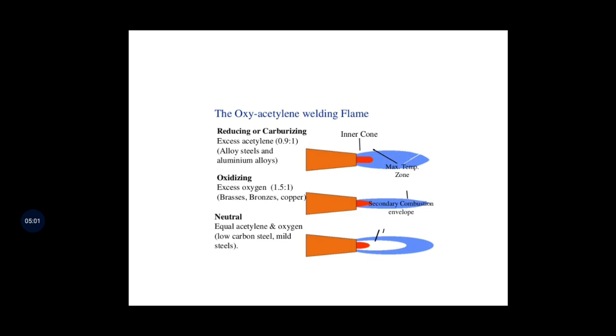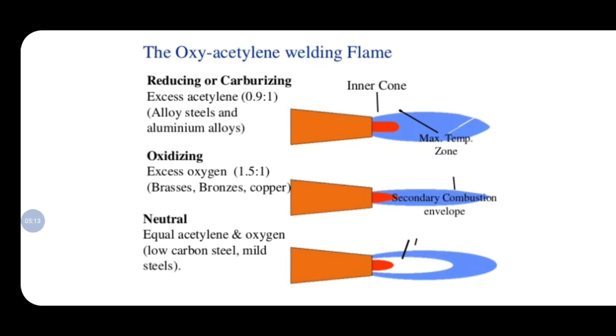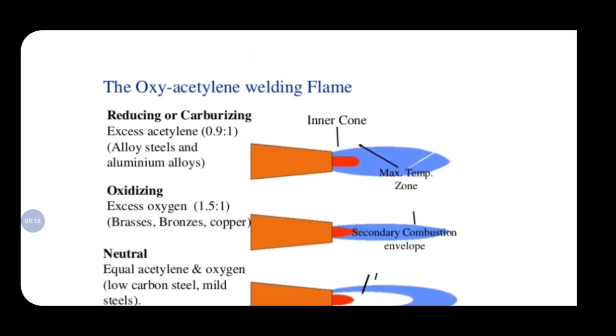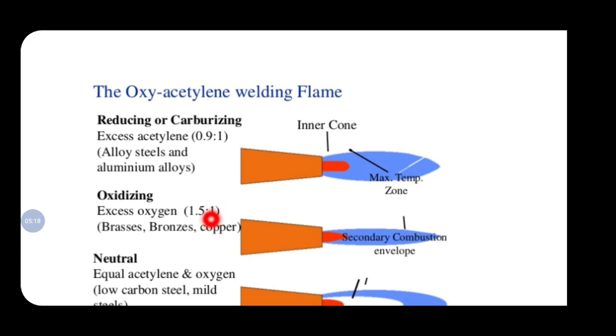Equal acetylene and oxygen, the neutral flame, is used to weld low carbon steels and mild steel workpieces. Next, in the oxidizing flame, the oxygen percentage is more: 1.5 parts of oxygen to 1 part of acetylene. This is the secondary combustion envelope, and this oxidizing flame can be used for welding brasses, bronzes, and copper.